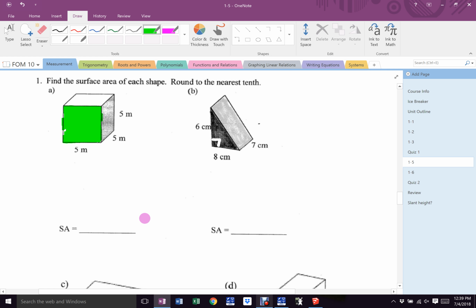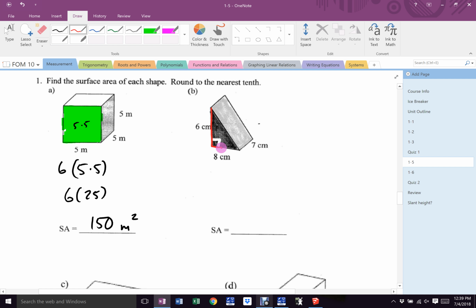How do you find the area of the green? It's 5 squared because it's a square, right? So that is 5 times 5. And how many of those green sides are there? 6. So you multiply it by 6. 6 times 25 is 150. Easy peasy.